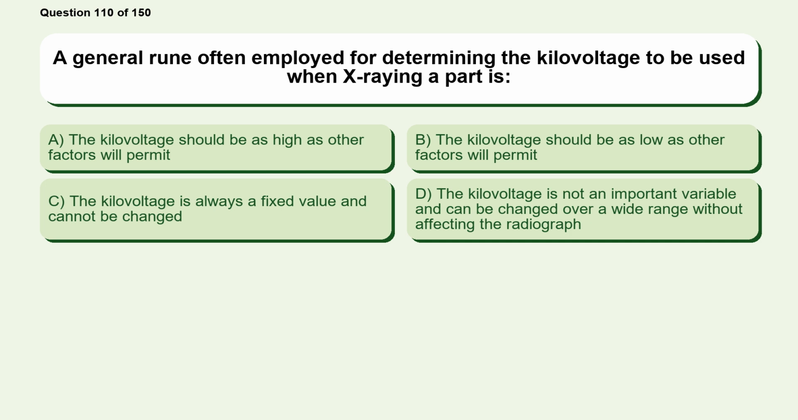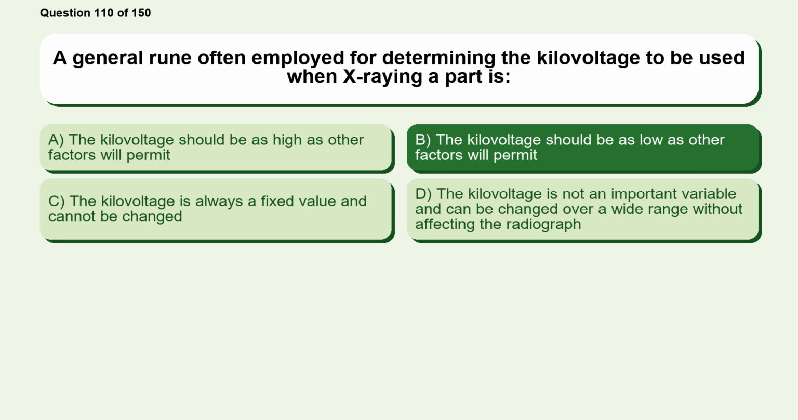Question 110. A general rule often employed for determining the kilovoltage to be used when X-raying a part is: Option A. The kilovoltage should be as high as other factors will permit. Option B. The kilovoltage should be as low as other factors will permit. Option C. The kilovoltage is always a fixed value and cannot be changed. Option D. The kilovoltage is not an important variable and can be changed over a wide range without affecting the radiograph. The correct answer is option B. The kilovoltage should be as low as other factors will permit.